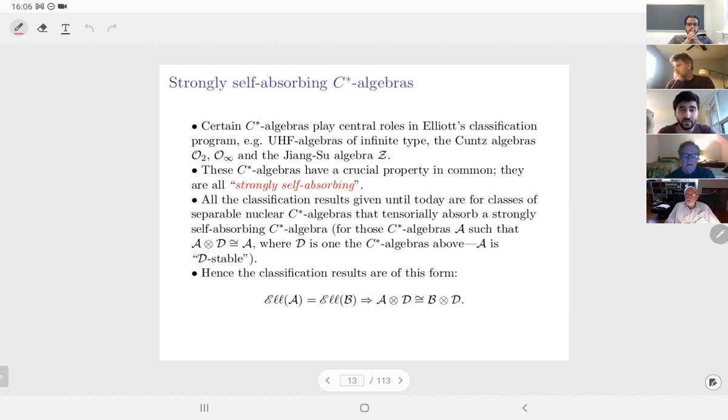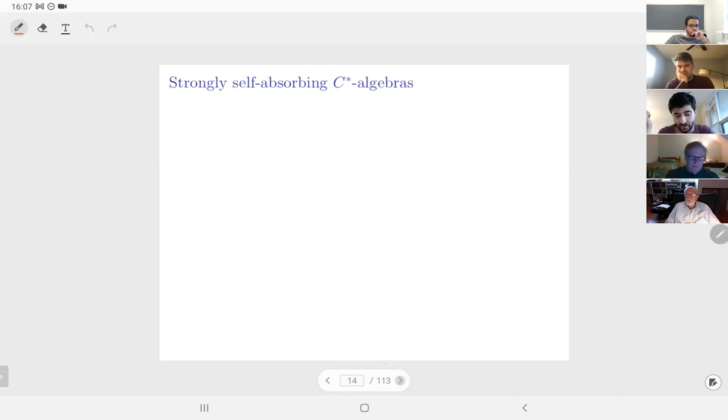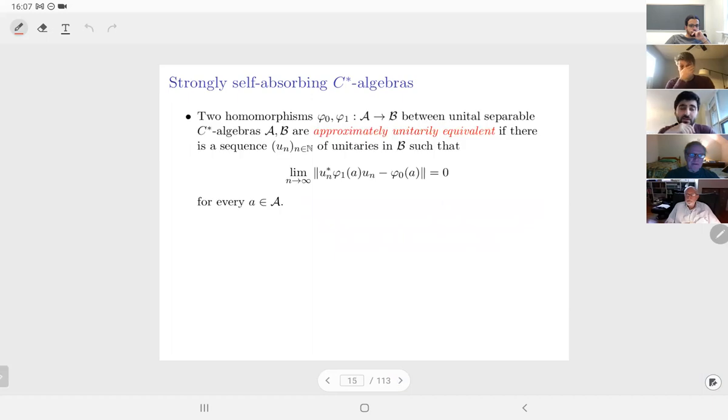The classification results are basically of this form: if two C-star algebras A and B have the same Elliott invariant, then they are isomorphic modulo tensoring with a strongly self-absorbing C-star algebra. There are many results, such as those classifying purely infinite nuclear C-star algebras by Kirchberg and Phillips and so on, and I'm not going to mention them. But let me define what I mean by strongly self-absorbing C-star algebra.